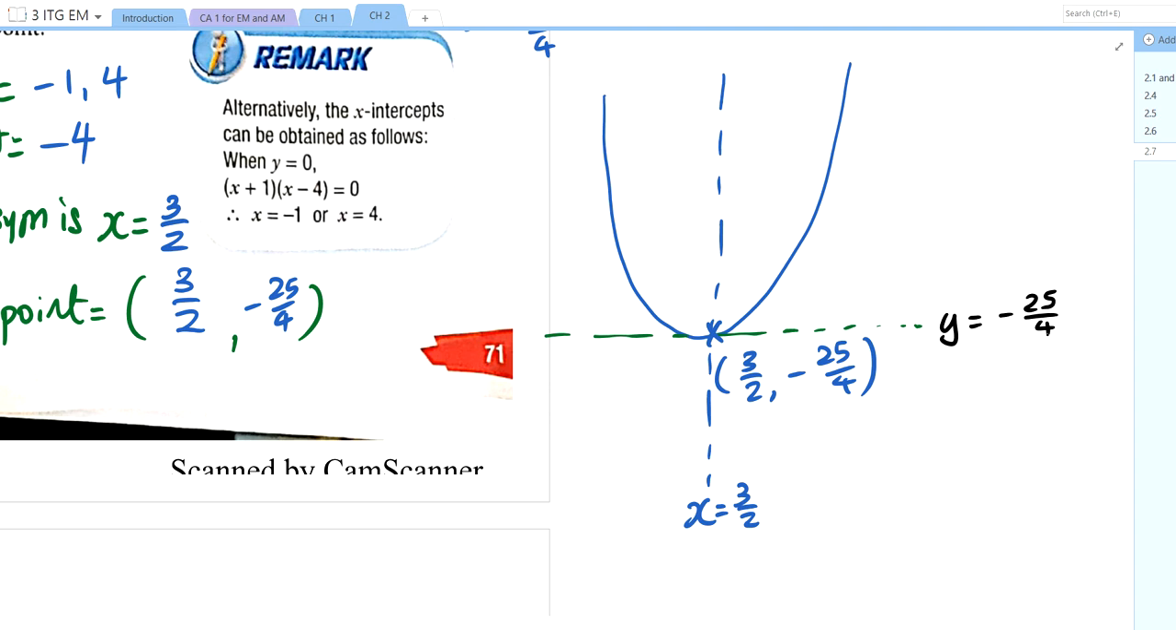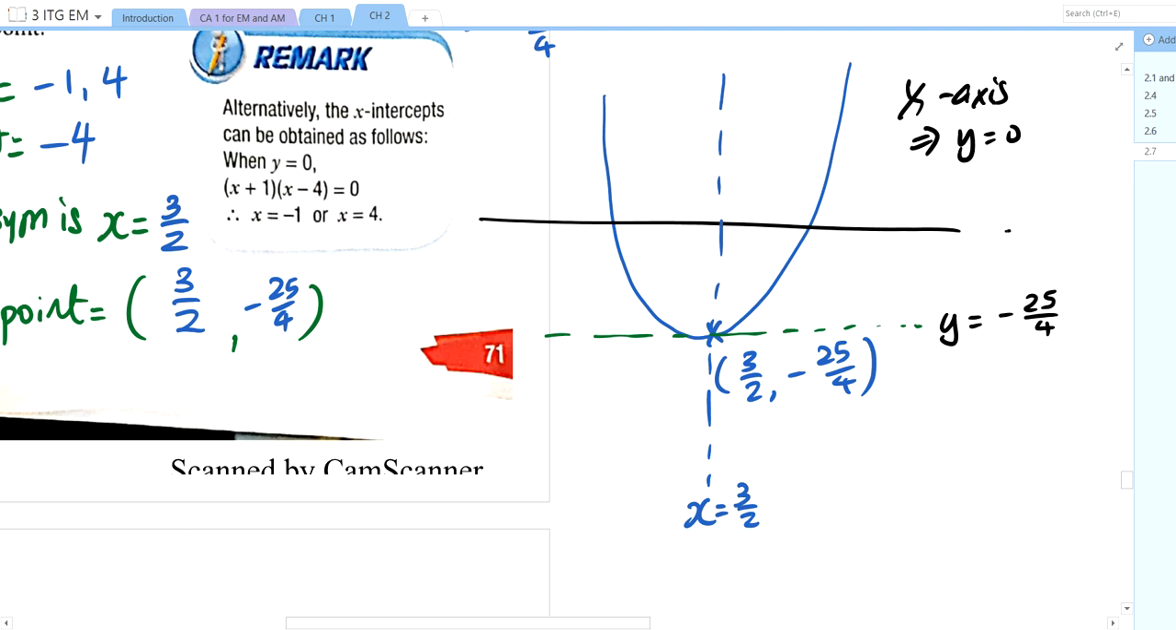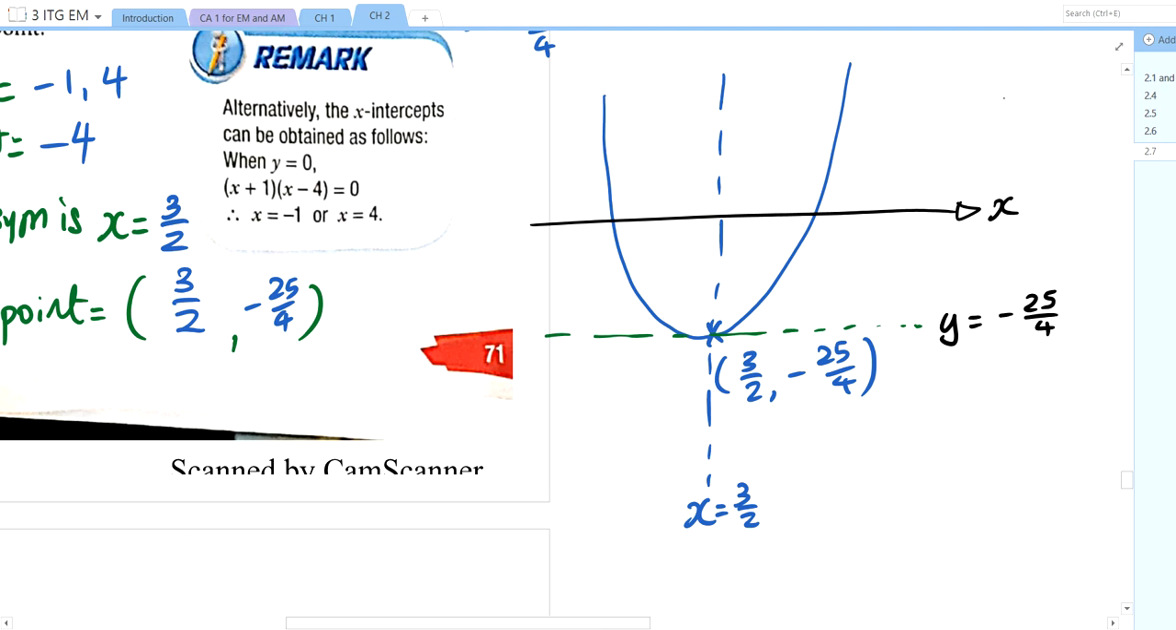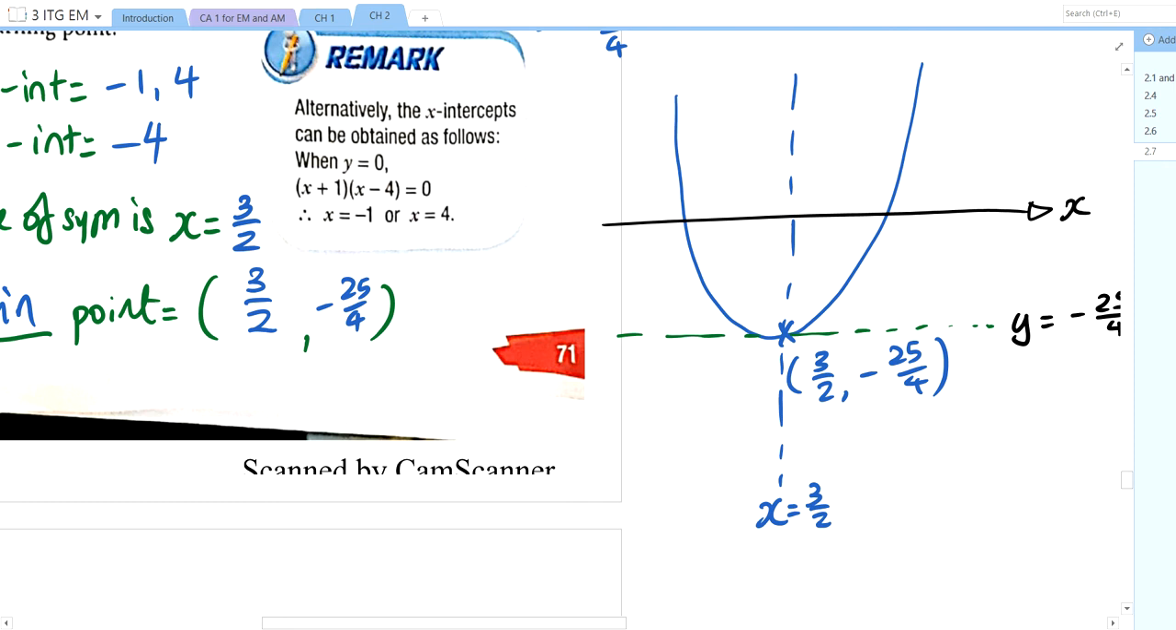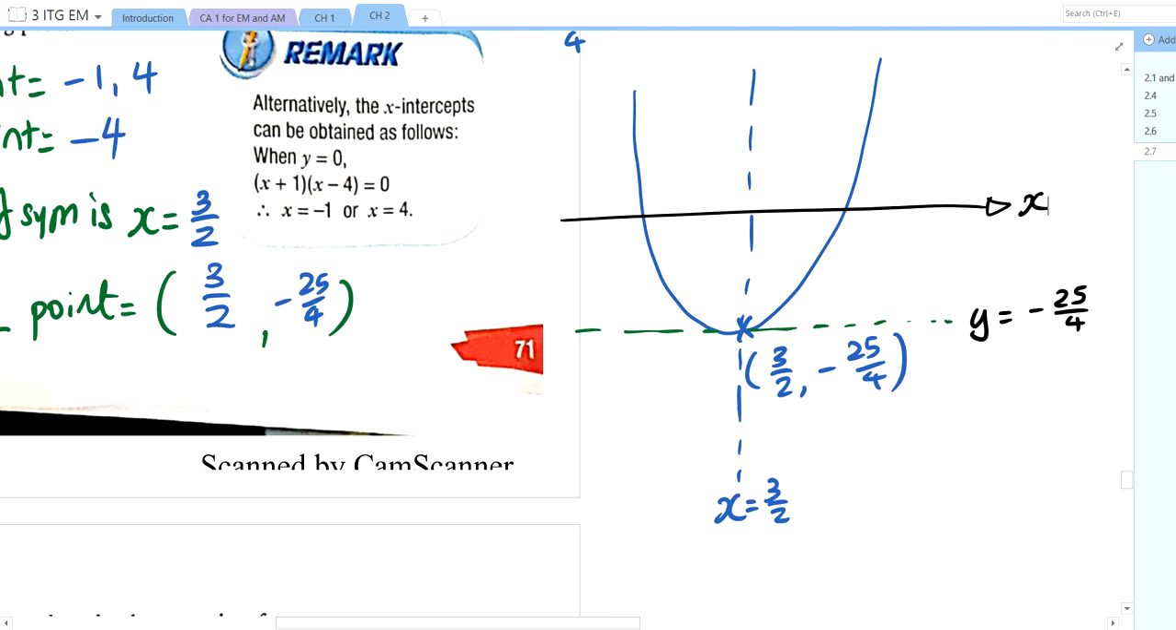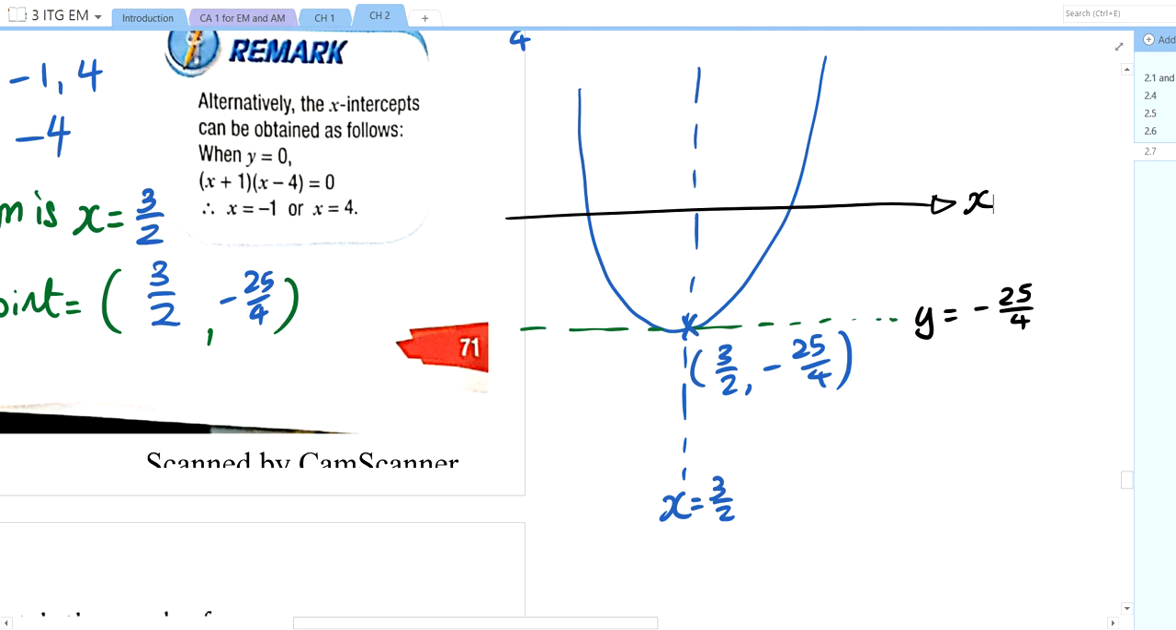I'm looking for my x-axis now. My x-axis implies that y equals 0. Okay, I've already got one reference over here, y equals negative 25 over 4. So where is my x-axis? Above, it must be above, something like this. Okay? If this is my x-axis, then where is my y-axis? On the left or right of the dotted line? X-axis, y-axis on the left or right? Left or right? Left. Okay, let's draw it over here first. Then we check whether everything makes sense. Okay, currently it's on the left, right?